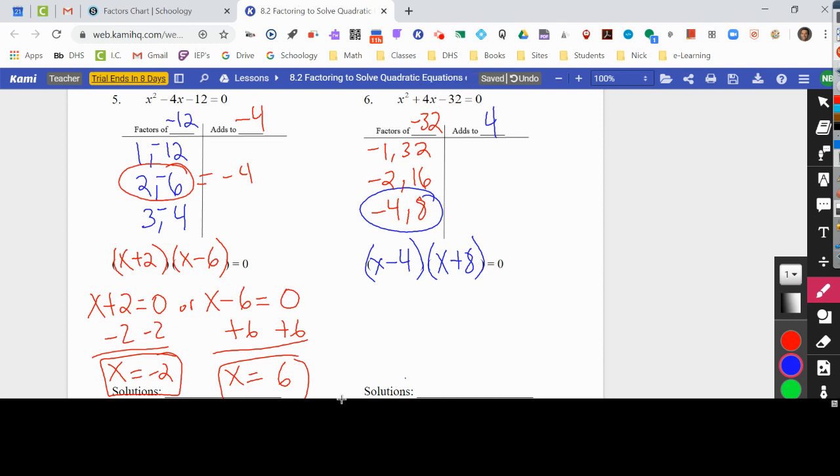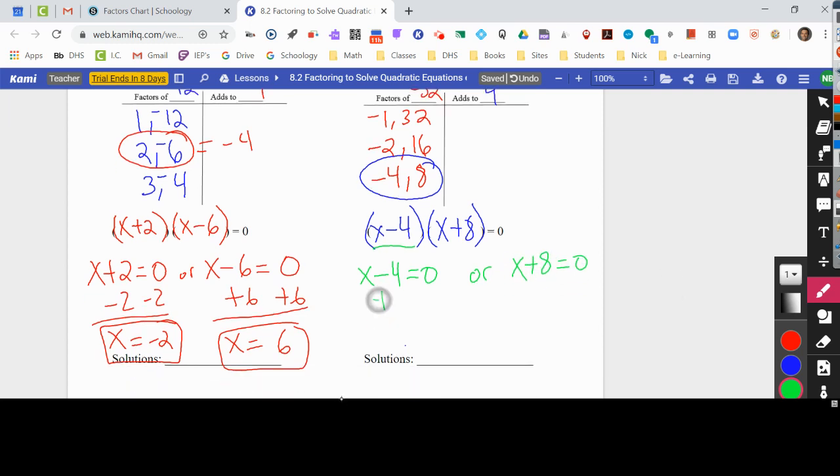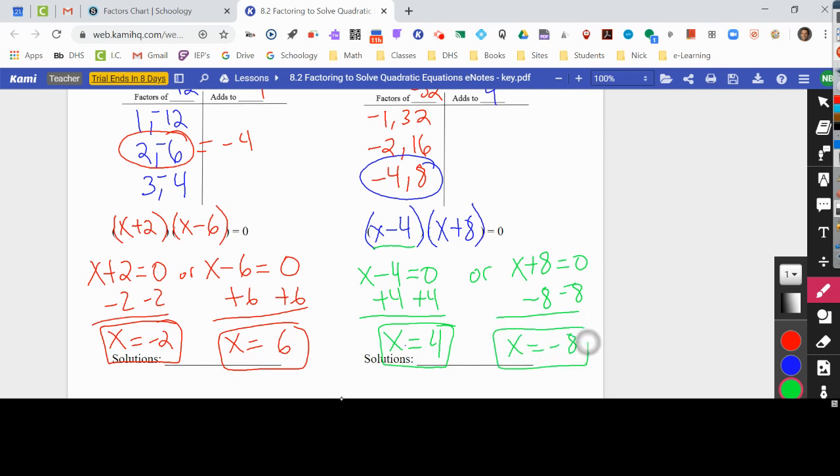So now that I factored it and it's equal to 0, I'm ready to solve this. I can say that x minus 4 is equal to 0, or x plus 8 is equal to 0. And I can just solve these little one-step equations. I add 4 to both sides, so I can say x is equal to 4. And here I'm going to subtract 8 from both sides and get x is equal to negative 8. And that's how we're going to use factoring to solve these quadratic equations.